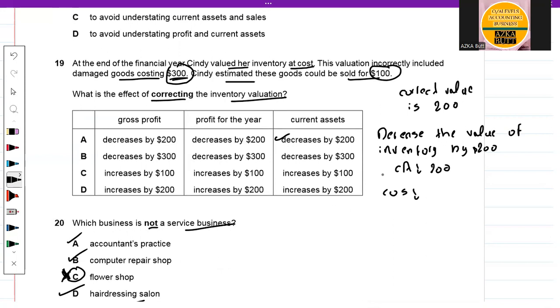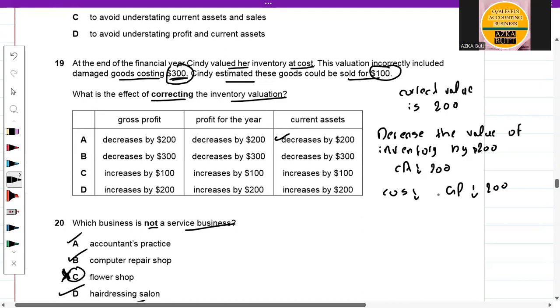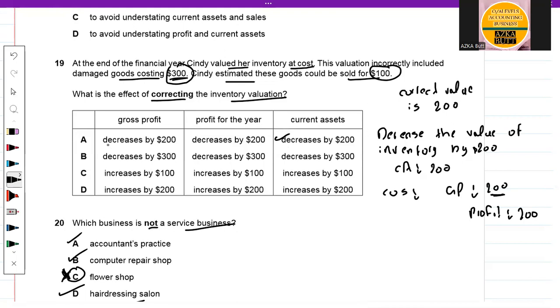by $200, so it means that your gross profit, yeah. Because if you see, it's because decrease in the gross profit, since the cost of goods sold is also decreasing, so that's why your gross profit will also decrease by $200. Okay, and also if the gross profit is decreasing by 200, so your profit will also decrease by $200. So that's why your current assets, your profit for the year, and your gross profit all will be decreasing. So A option would be the right option.